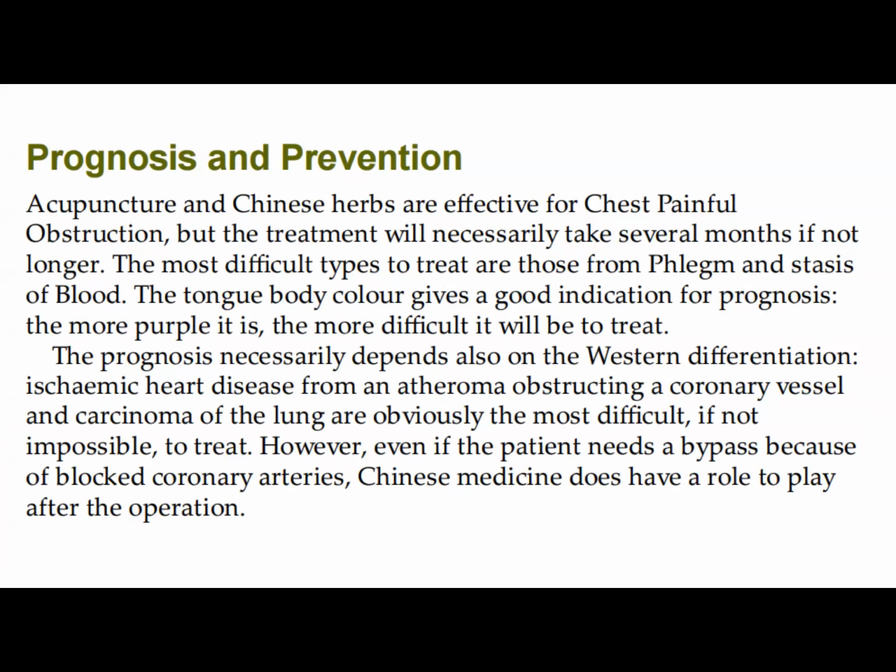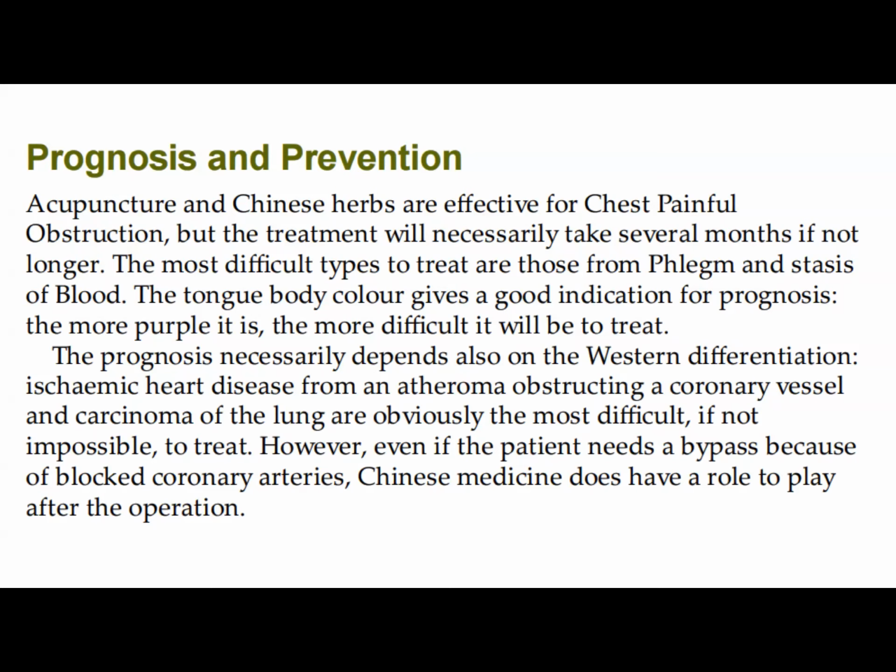Prognosis depends also on the Western differentiation. Ischemic heart disease from an atheroma obstructing a coronary vessel and carcinoma of the lung are obviously the most difficult, if not impossible, to treat.